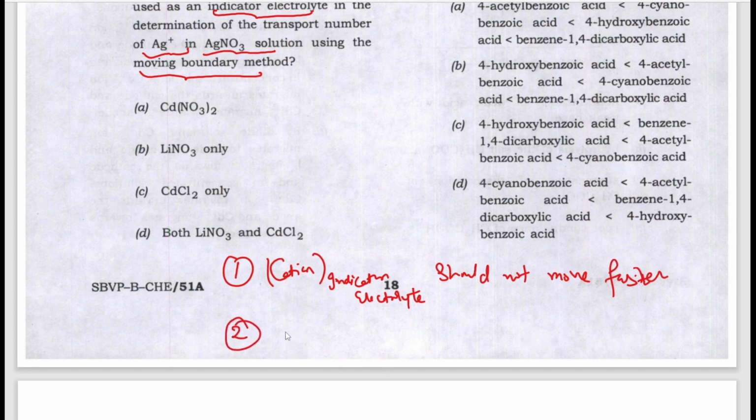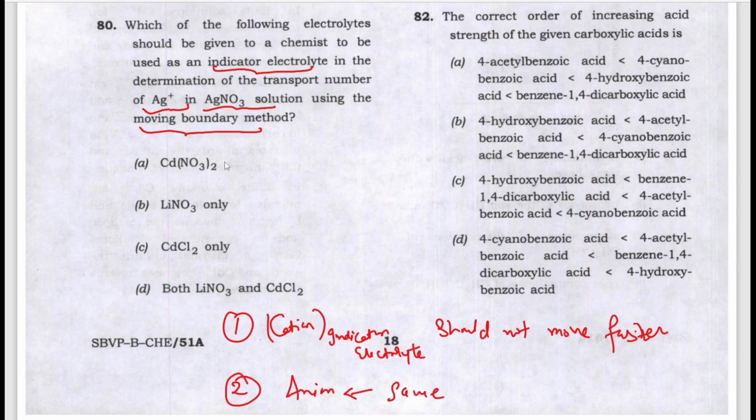Clear? And in the second case, the indicator electrolyte should have the same anion as the principal electrolyte. So it should have the same anion. So the anion must be the same for the indicator electrolyte.